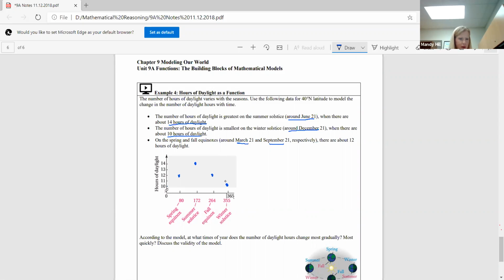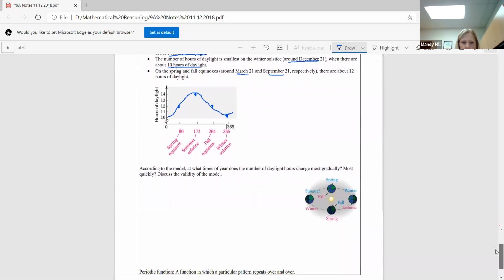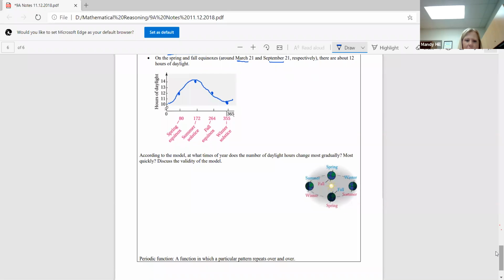Okay. And so what our graph does is it's going to go up, come back down, then it would start to go up again because we would be going into the next year. Okay, so it says, according to the model, at which times of the year does the number of daylight hours change most gradually, most quickly, and discuss the validity of the model? So let's answer those questions real quick.